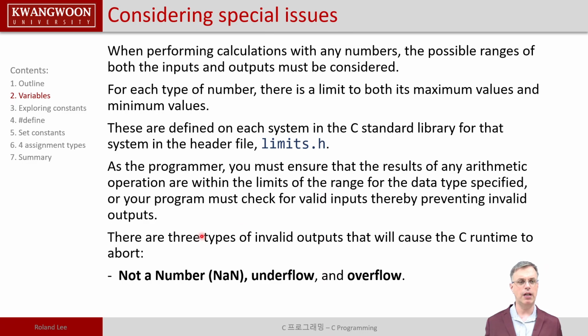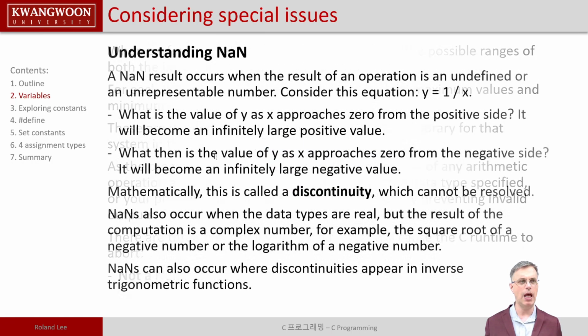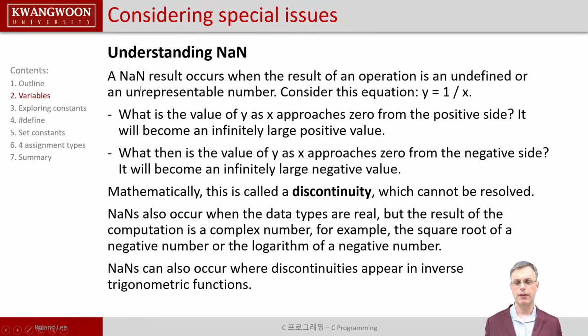So there are three types of invalid outputs that will cause the C runtime to abort: not a number, which would be an NaN, or underflow and overflow. First, let's start with understanding NaN. So NaN results occur when the result of an operation is an undefined and/or an unrepresentable number.